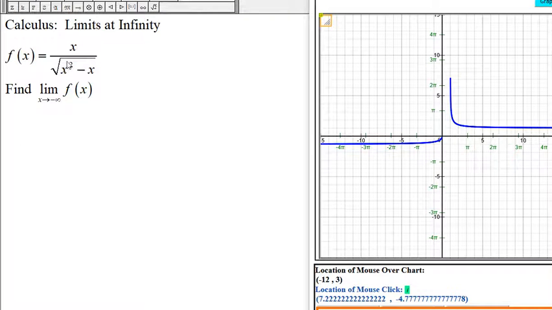Here we have the function f of x equals x divided by the square root of x squared minus x, and we want to find the limit of f of x as x approaches negative infinity. And so here's the graph. As x moves to the left side, it looks like y is approaching -1. So that's what we're expecting.